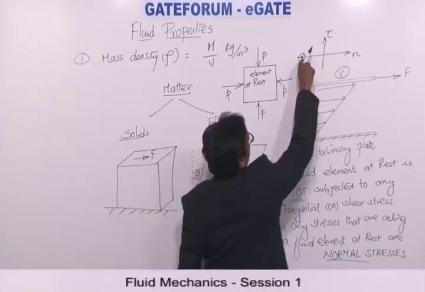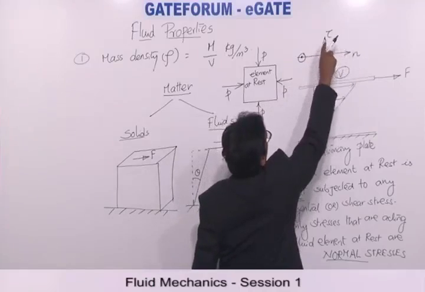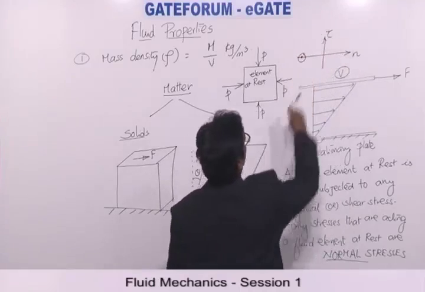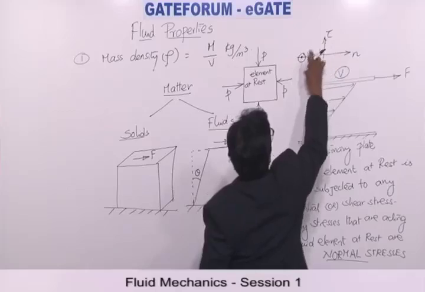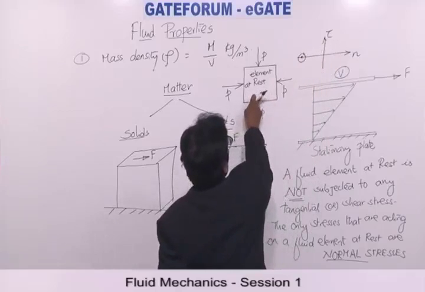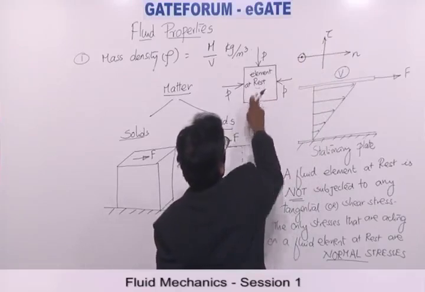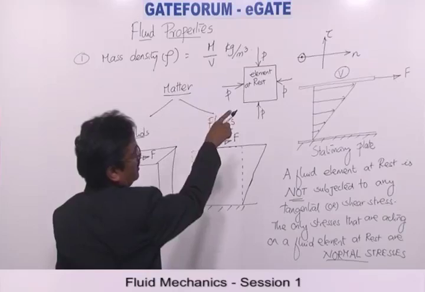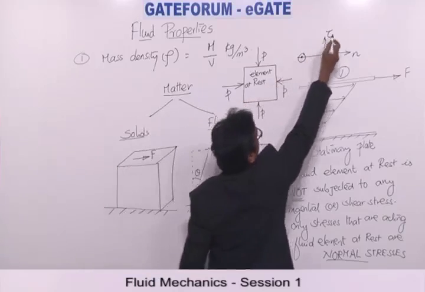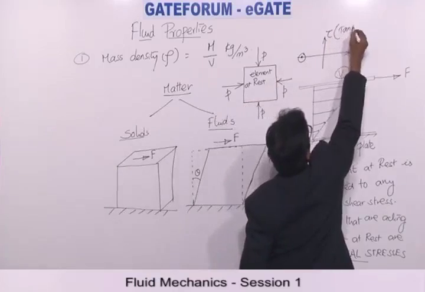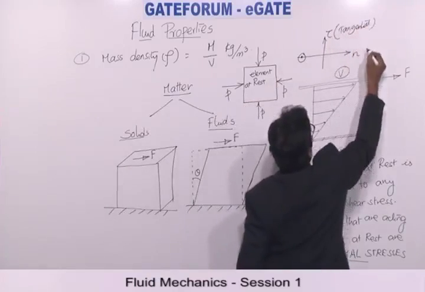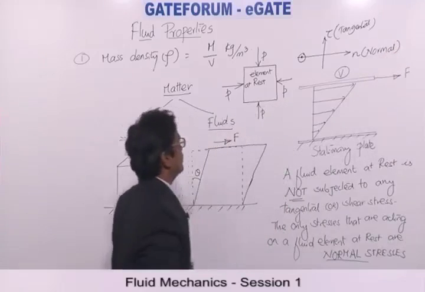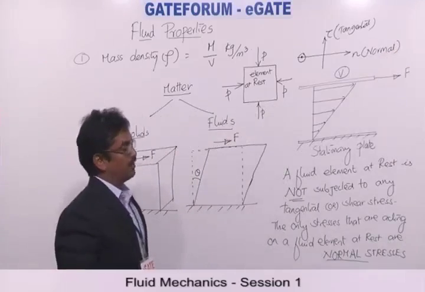Because while drawing Mohr circle, the x-axis is normal. In fact, the y-axis is shear. Because on the x-axis the shear stresses are 0. There are no shear stresses or tangential stresses acting on a fluid element at rest. So from this figure we can clearly notice that there are no shear stresses. Tau indicates shear or tangential. N indicates normal stresses. What do you mean by normal stresses? The stresses acting perpendicular to the plane.